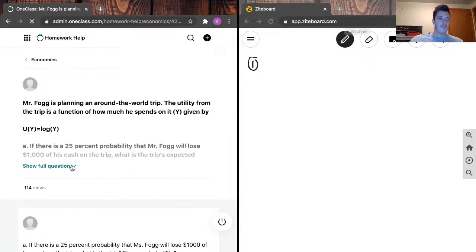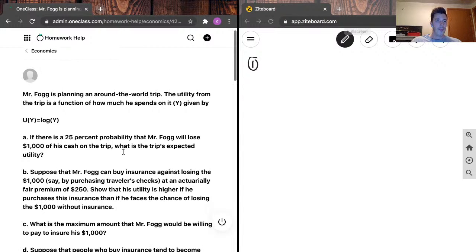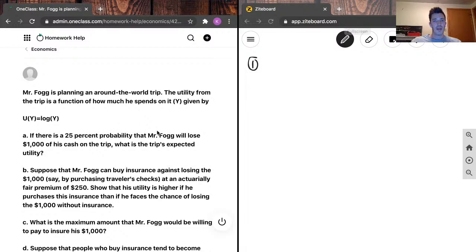First question. Mr. Fogg is planning an around-the-world trip. The utility from the trip is a function of how much he spends on it, Y, given by utility of Y equals log of Y. There is a 25% probability that Mr. Fogg will lose $1,000 of his cash on the trip. What is the trip's expected utility? Call this A.